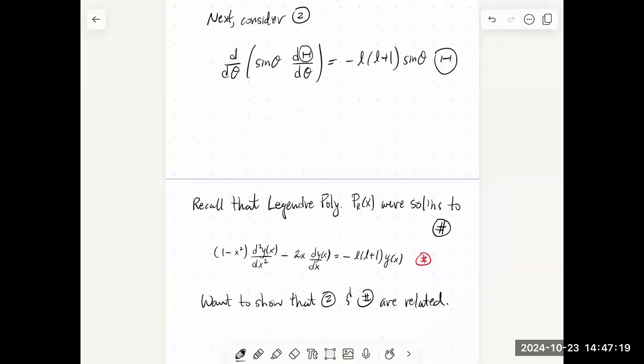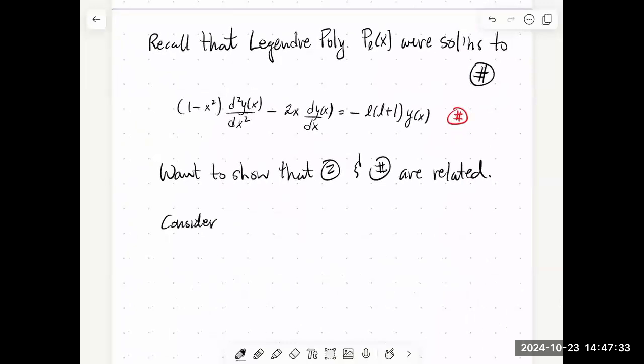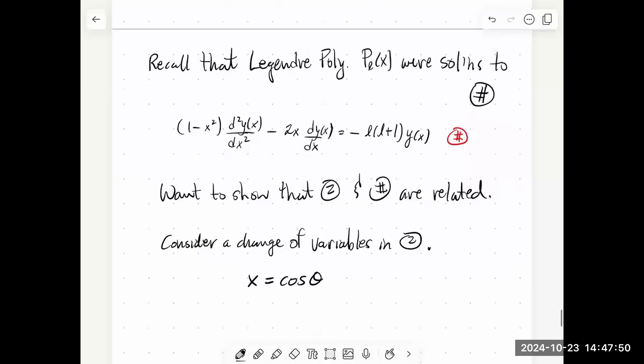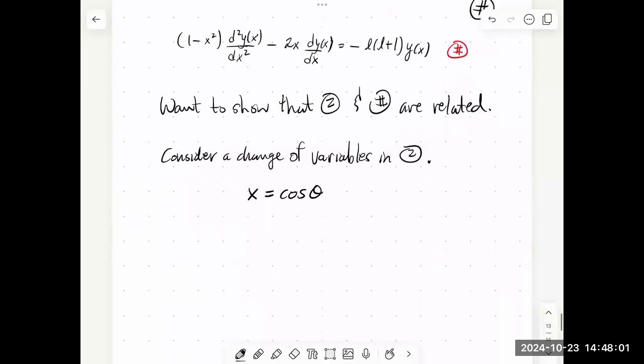All right, so how are we going to do that? What we're going to do is we're going to make a change of variables. Okay, so I'll just renumber this as 2 again. So let's consider a change of variables in 2. All right, what change are we going to make? We're going to say x is equal to cos theta. This capital Theta is a function of theta. If I write x is equal to cos theta, I can re-express capital Theta in terms of this variable x.